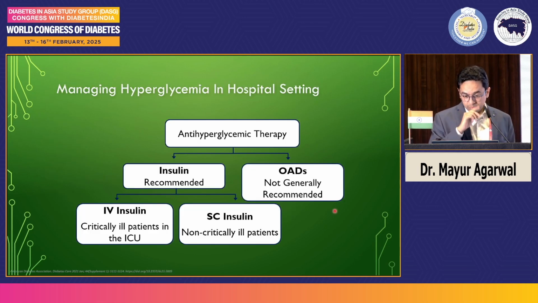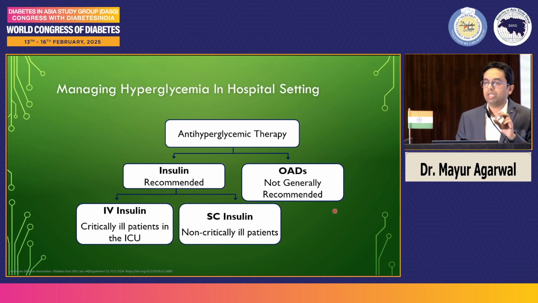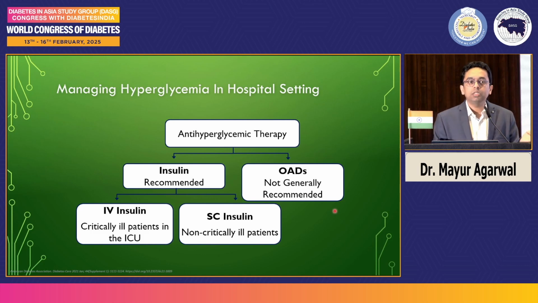Now this is something very important. Anti-hyperglycemic treatment in the hospital setting: if the patient is critically ill, give IV insulin. If non-critically ill, it is still insulin, but you can give subcutaneous insulin. OHAs are generally not recommended, provided the patient is admitted for a very small thing, maybe cataract surgery, you can just skip and reinitiate it, something like that, right?